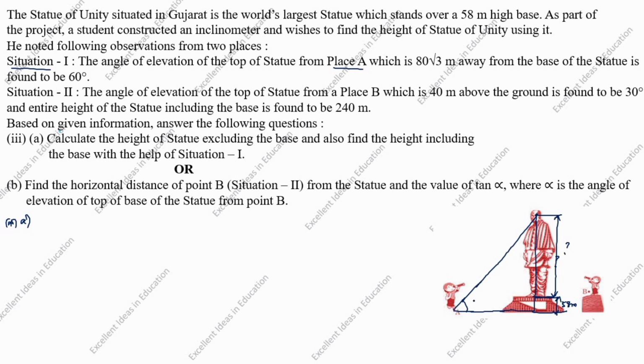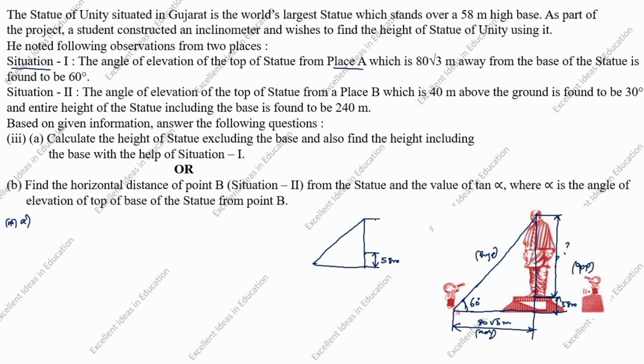This one we know, situation 1 is given as 60 degrees. This length also we know is given as 80 root 3 meter. Angle opposite, this is opposite. The biggest side is the hypotenuse, the other side is adjacent. I will draw the drawing again here. This is the base, height is 58 meter.